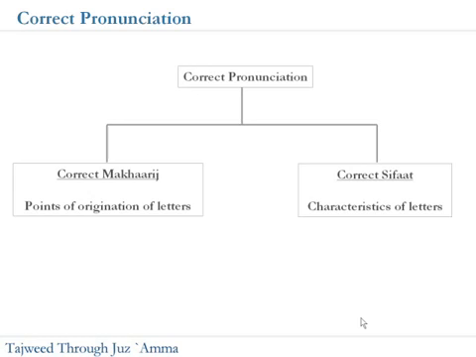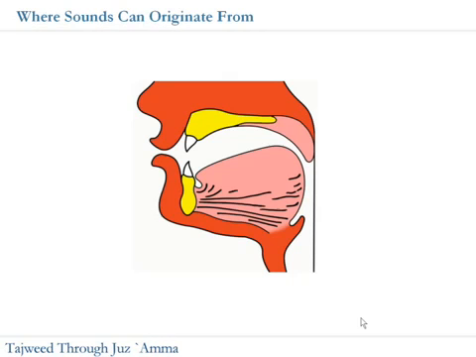So we're going to go through the entire Arabic alphabet, and we're going to look at their points of origination and their characteristics, and we'll identify the differences between the letters in each group of letters. So we are going to group the letters up according to generally where they originate from.